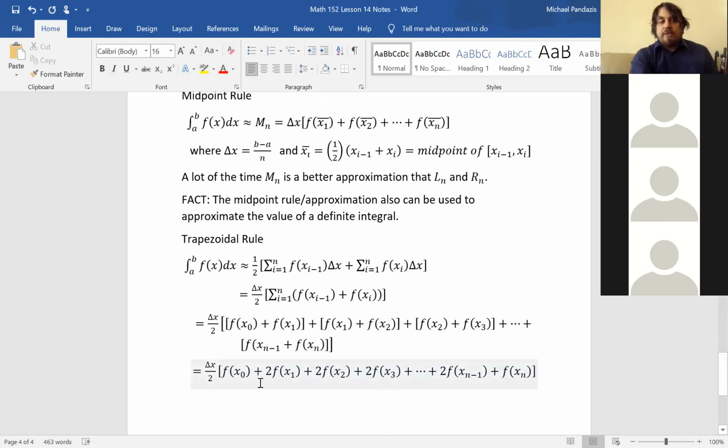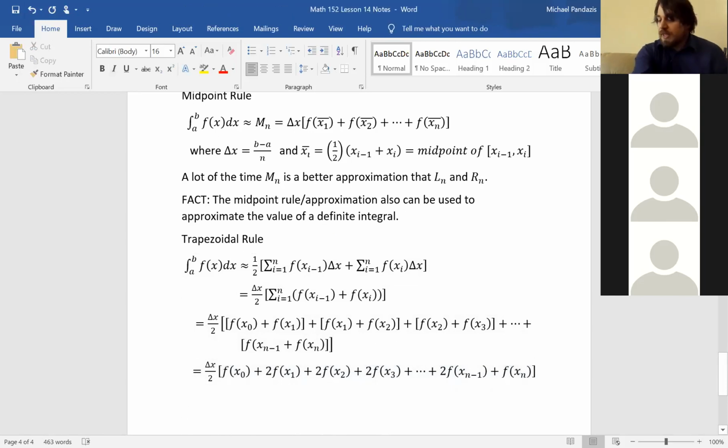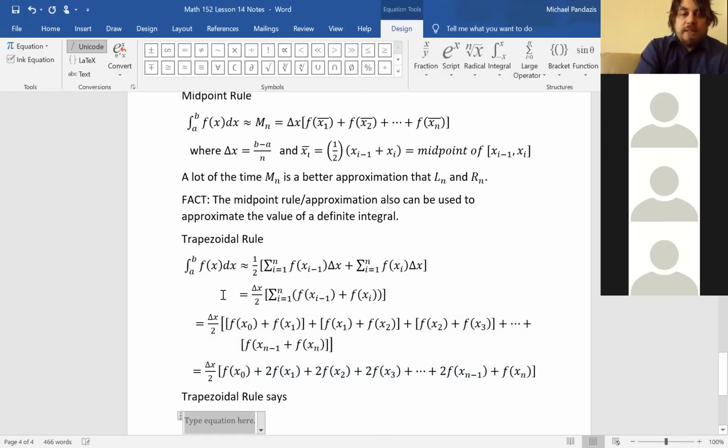So these two, there's only one of them at the end, and in between, everything's 2, including the things in the dot dot dot. And so that is the trapezoidal rule: this definite integral is the average of the left and right endpoint approximations, which is equal to this. So the trapezoidal rule says the definite integral, this definite integral, is approximately this.